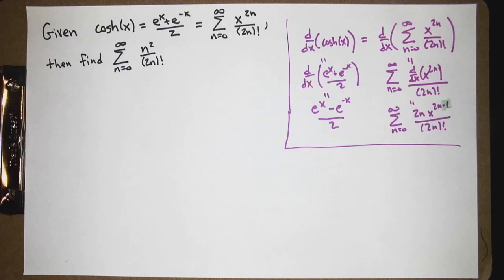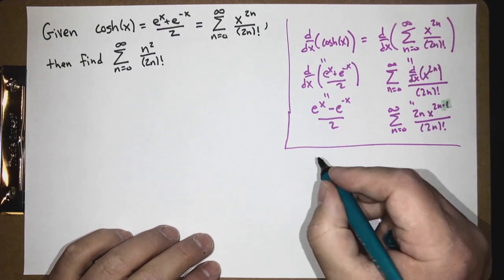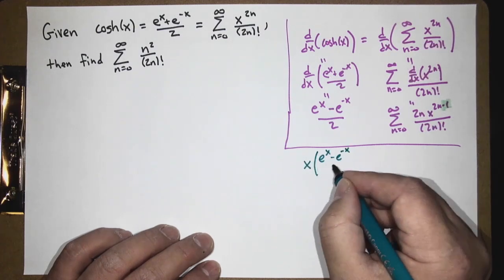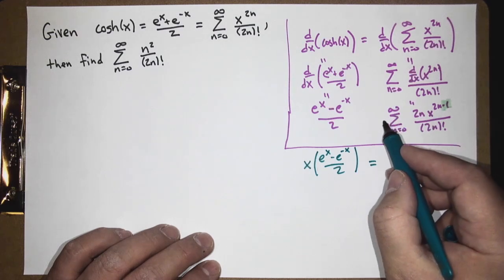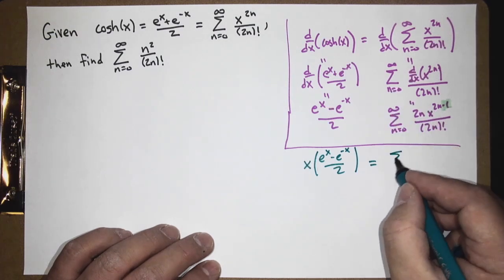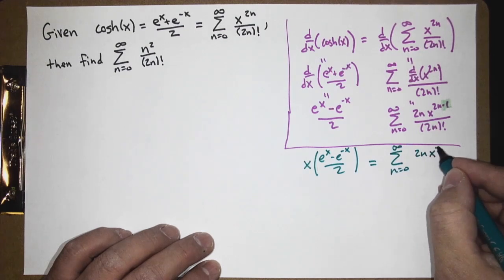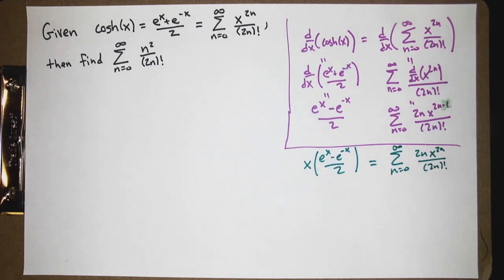Yeah, multiply by x. So what we'll do is we'll multiply both sides by x. So we get that x times e to the x minus e to the minus x over 2 is equal to, here, we're multiplying everything by x. The x can come in. Sum, n equals 0 to infinity, 2n x to 2n over 2n factorial. Now, we're ready to take another derivative.